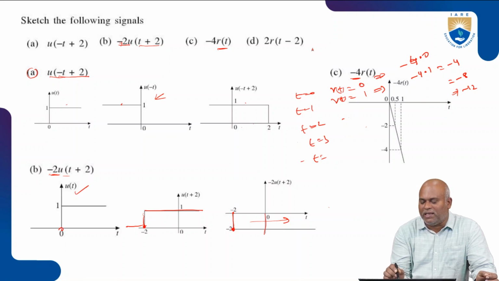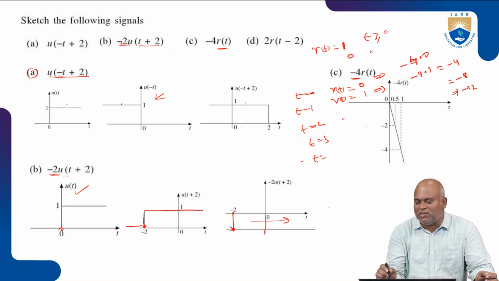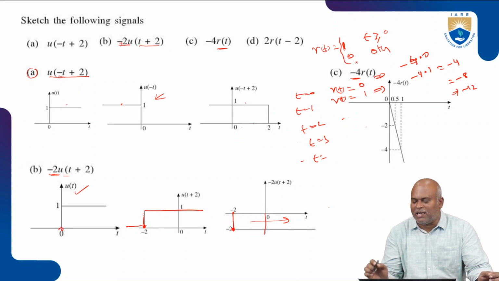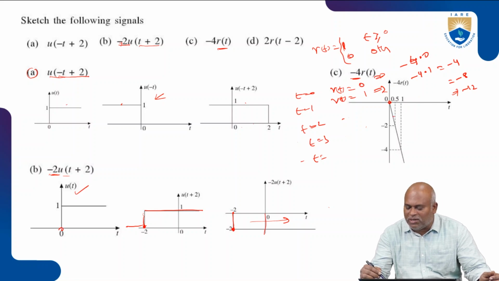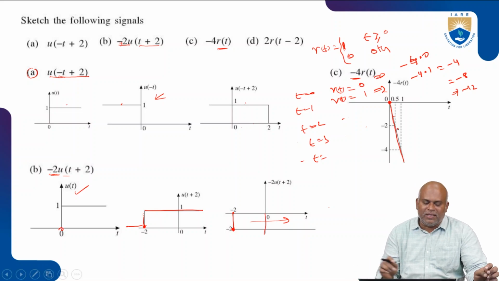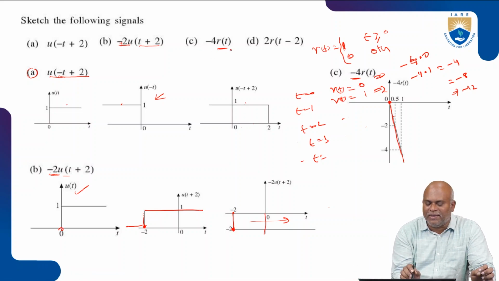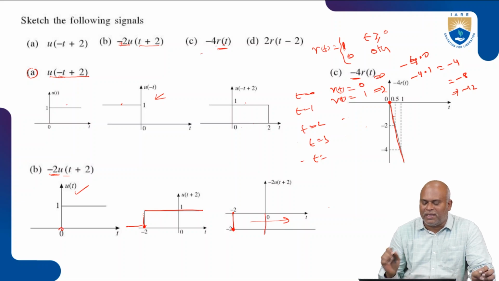Because we know r of t is represented as t when t is greater than or equal to 0, and 0 otherwise. This is represented as a ramp signal. Then we substitute 0, which gives 0. Then we take 1. t equal to 1 is represented as minus 4 here. Like that we go on. Finally, you join all the points, and we get the negative side of the ramp signal. This is represented as minus 4 r of t.